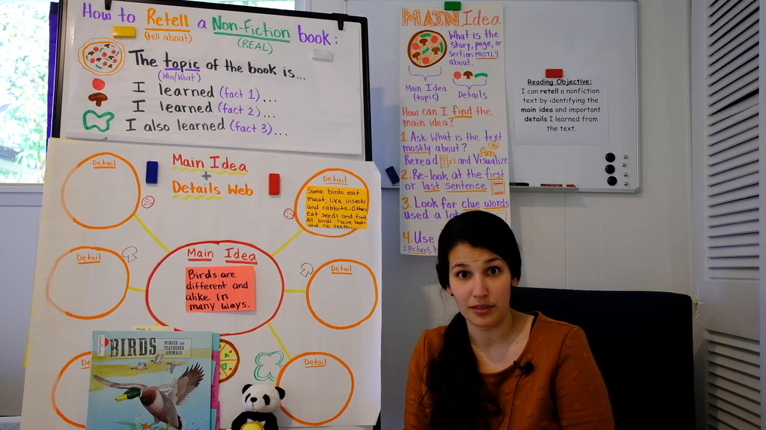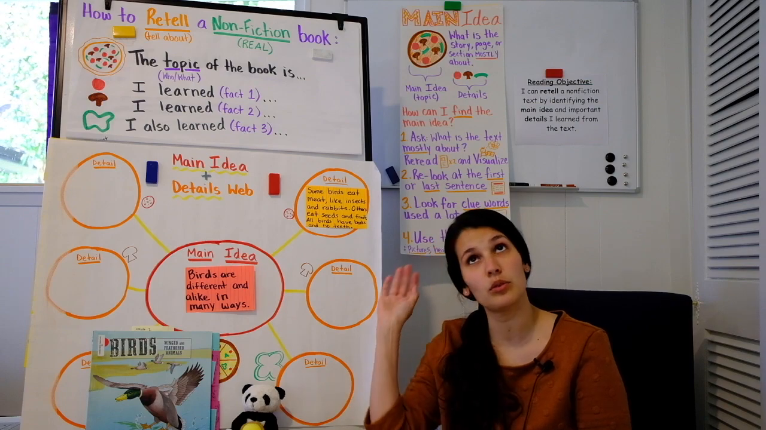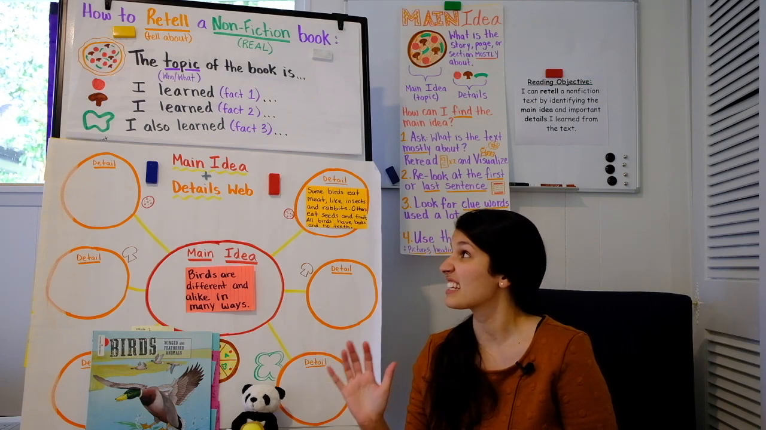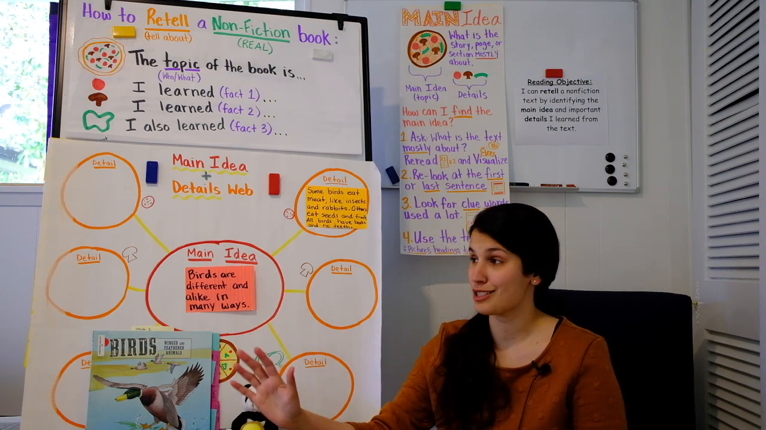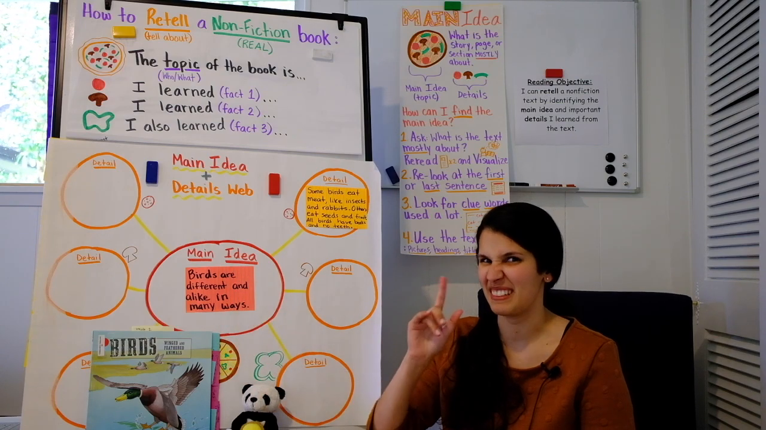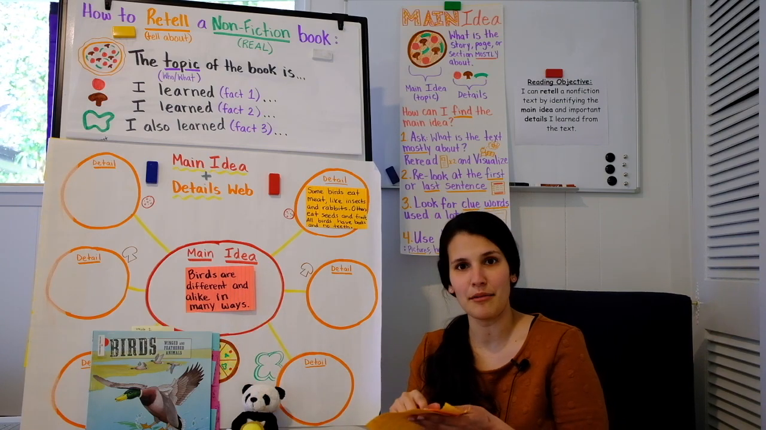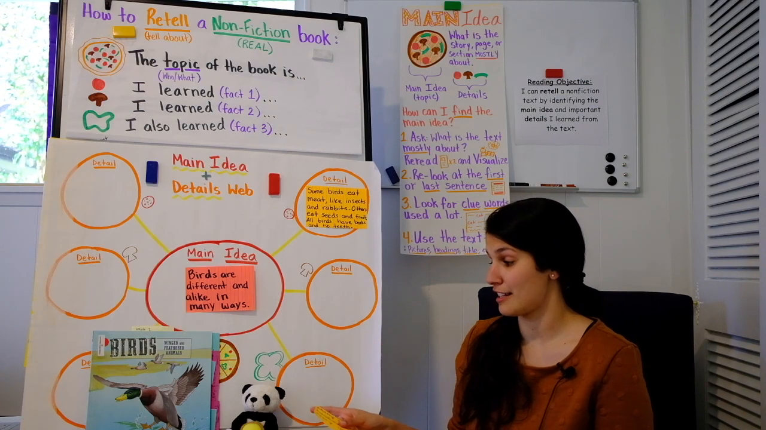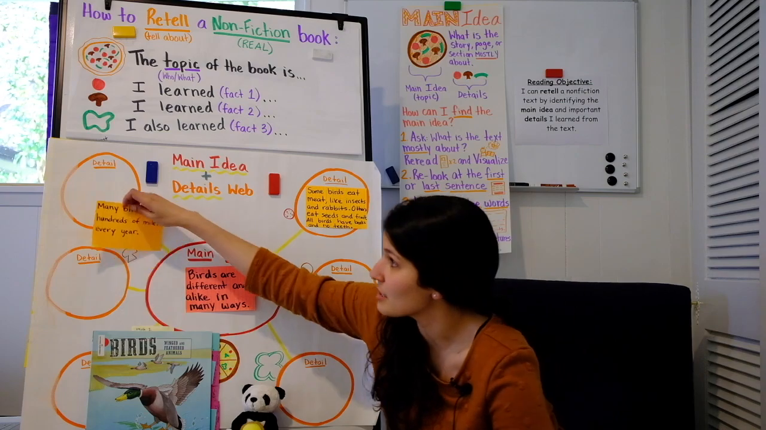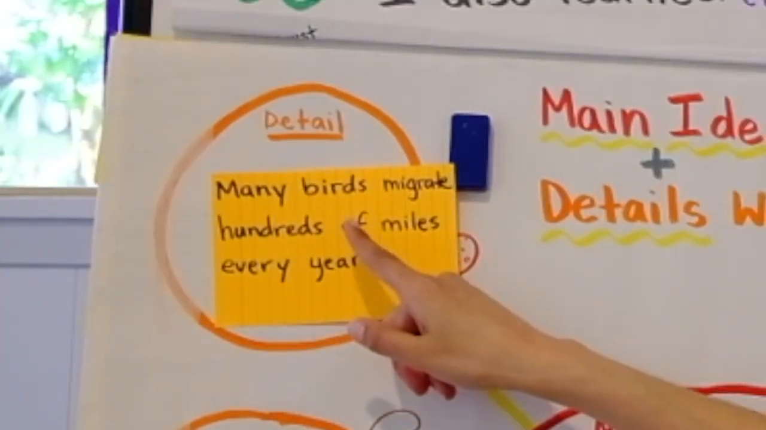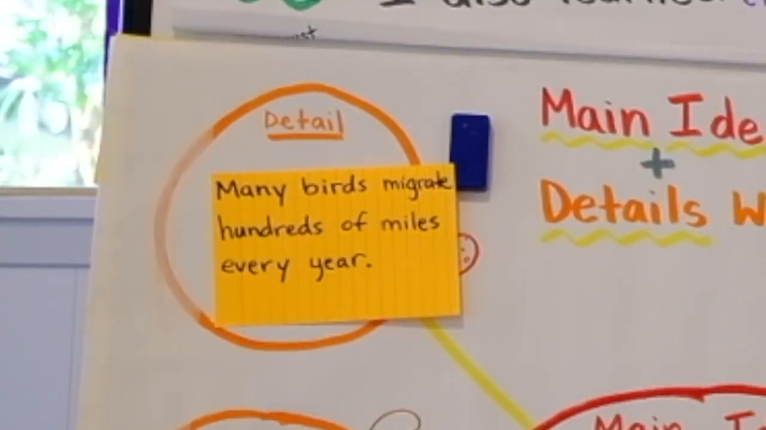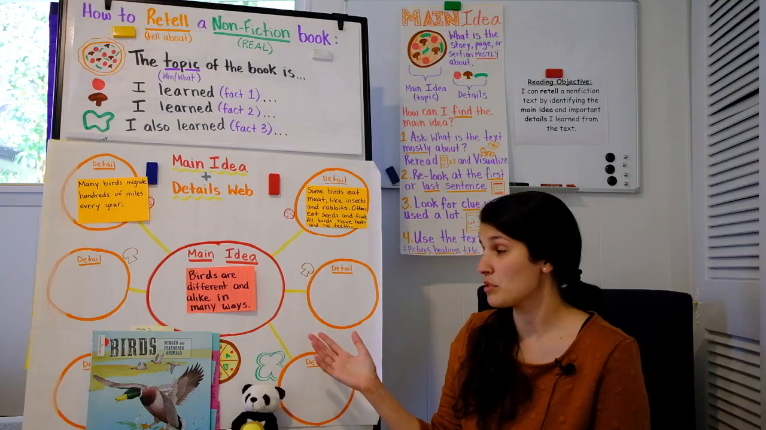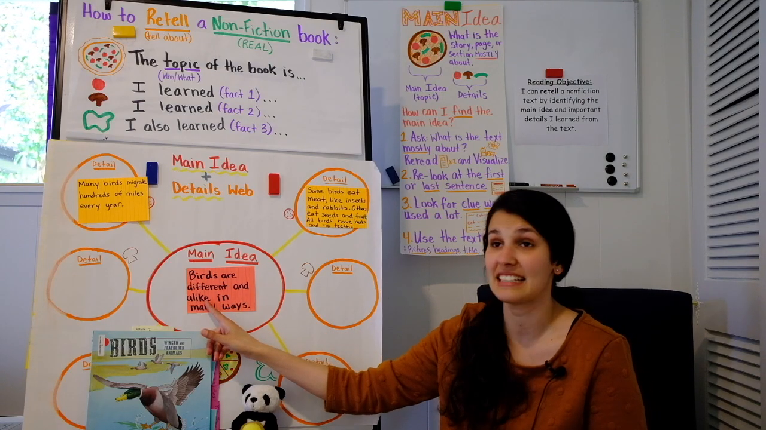Okay, so you are probably a little exhausted from thinking about other details to add to our web. Let's see how you did. I wonder how many of ours are similar. Another detail that Eggy and I found was this one. It said, many birds migrate hundreds of miles every year. That was something that showed how they were alike.